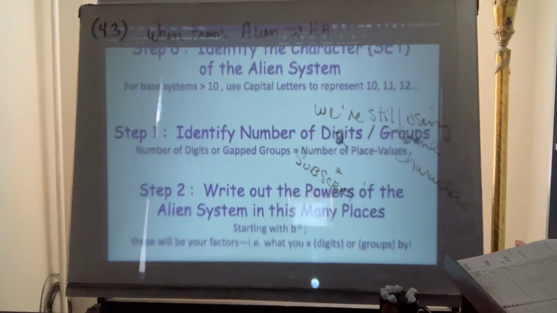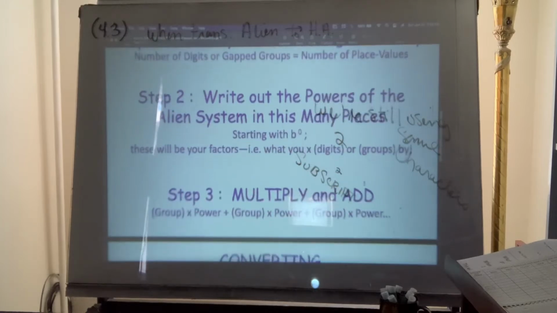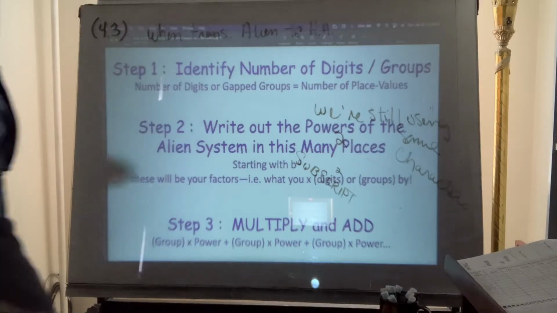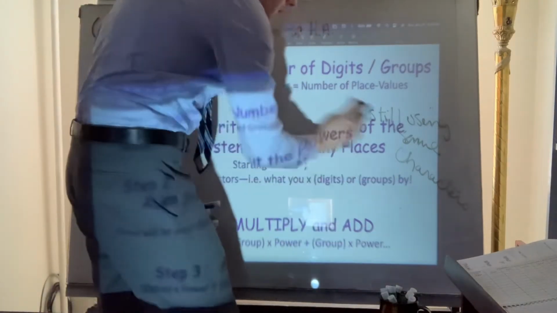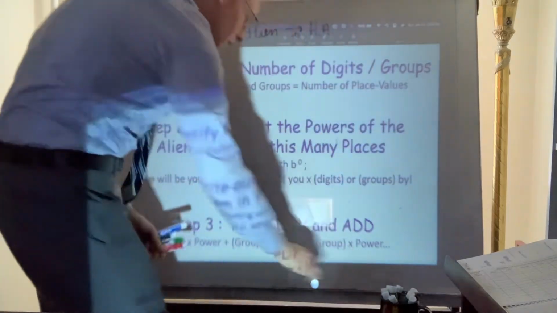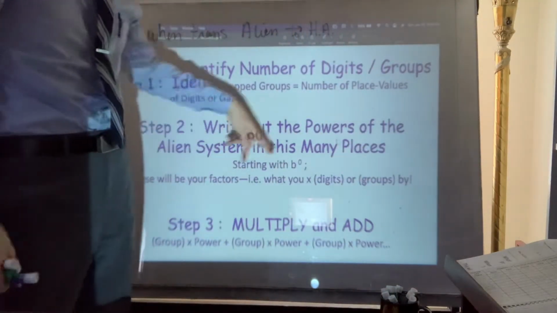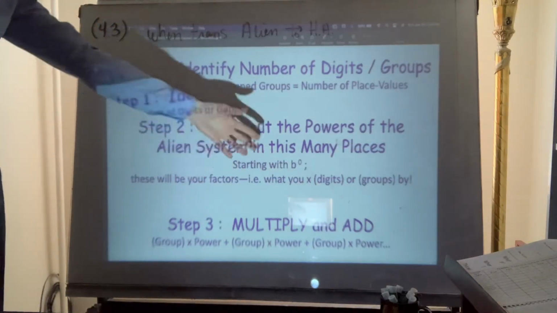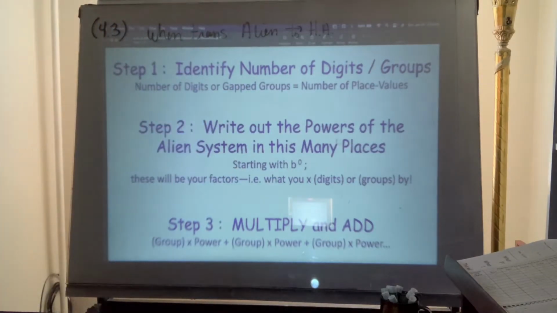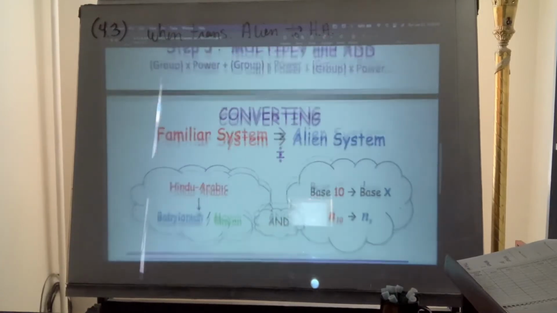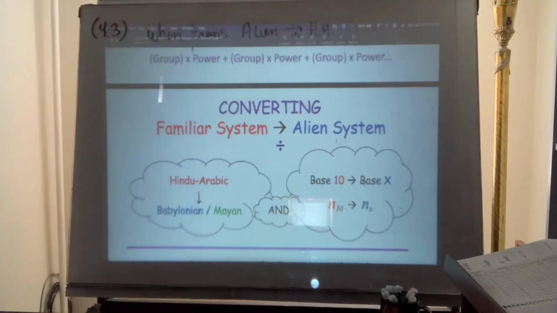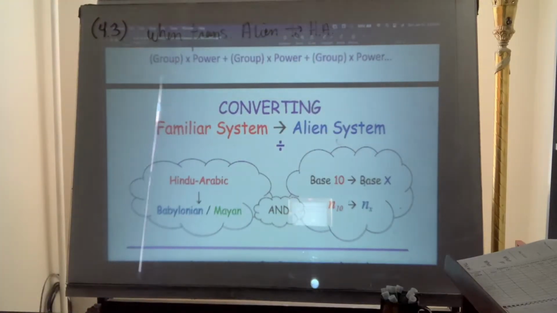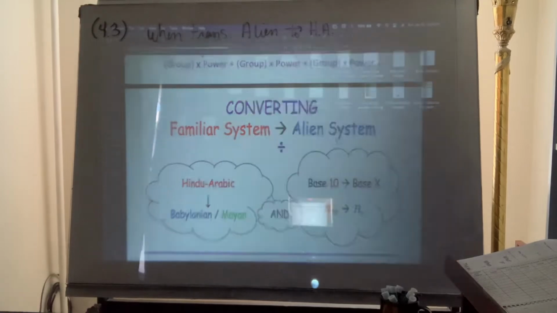We're going to write out the powers of the alien system in as many places, starting with whatever the base is to the 0. And then we're going to have one of those models to use. We're going to multiply and add a lot. Then eventually what we'll have to do is convert from the familiar system to whatever the alien system is again.